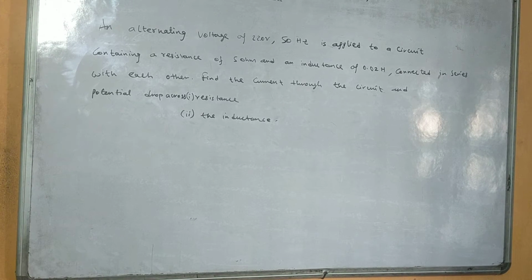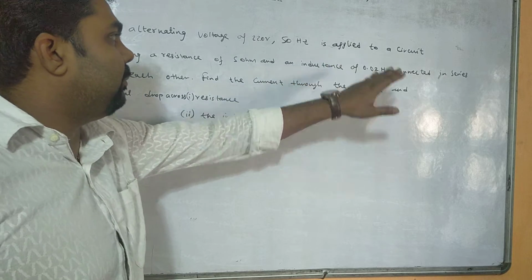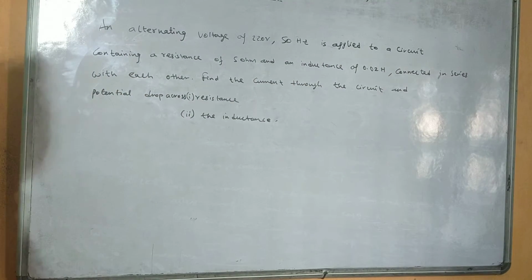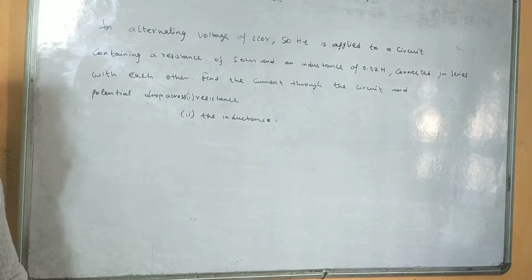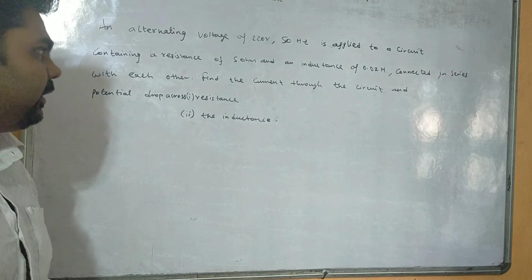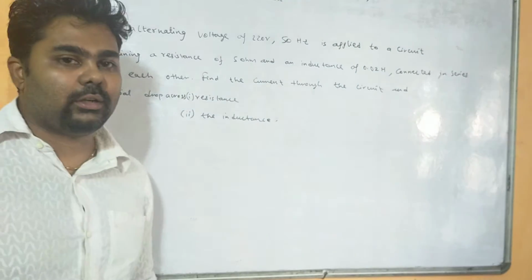So one numerical question: an alternating voltage of 220 volt 50 Hz is applied to a circuit containing a resistance of 5 ohm and an inductance of 0.02 Henry connected in series with each other. Find the current through the circuit and potential drop across resistance and inductance.